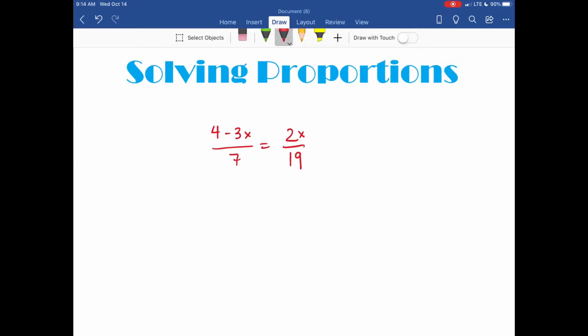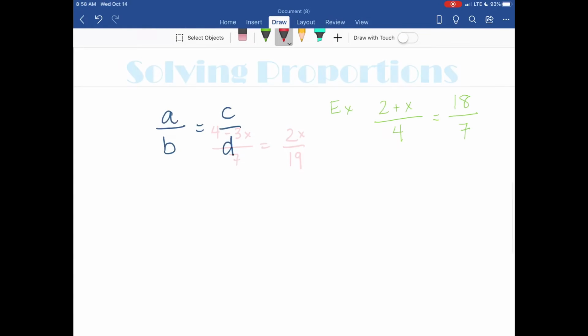In this section, we're going to work with solving proportions. These are special kinds of equations. So before we jump into what the steps are, we're going to start by just defining what a proportion is.